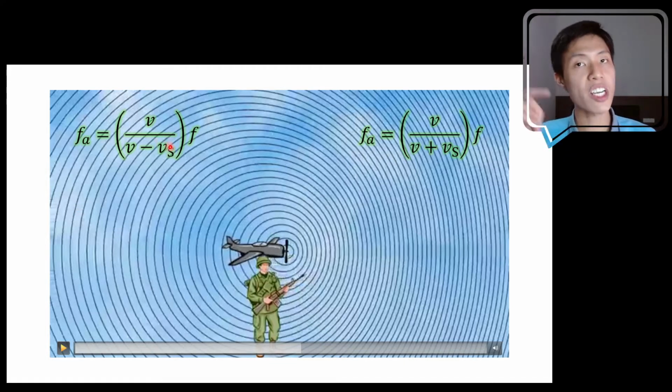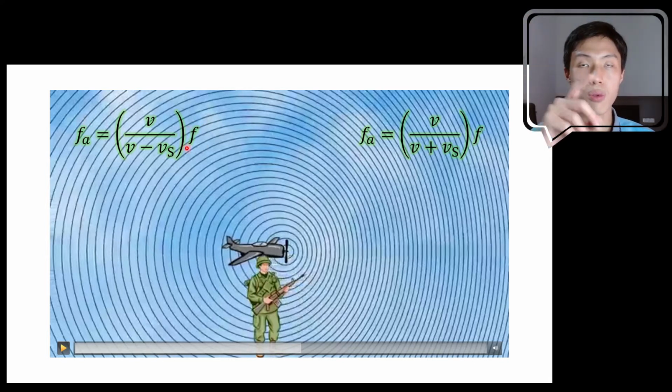When the speed of the jet decreases, then this value gets smaller and smaller. Then this value here will get closer and closer to 1. Then you get nearer and nearer to the actual frequency produced by the sound source. So the frequency will go from a high frequency to the frequency produced by the sound source. Okay, that is if your jet slows down to a stop.